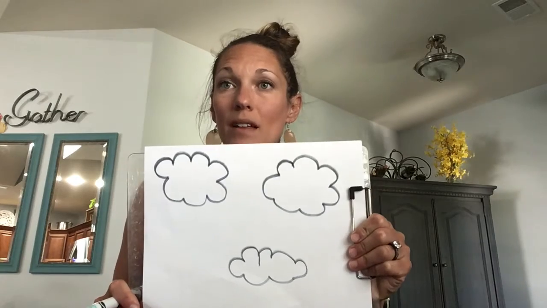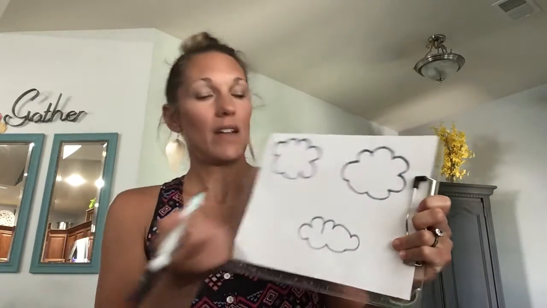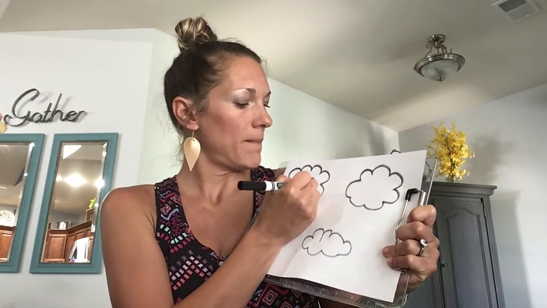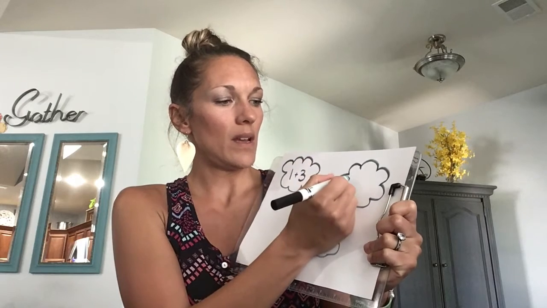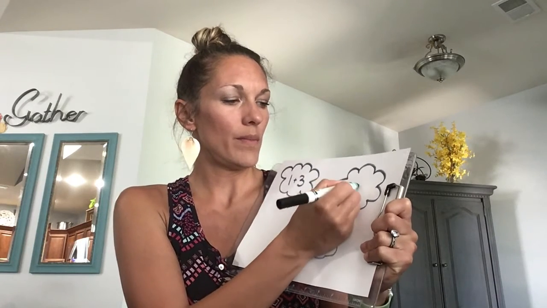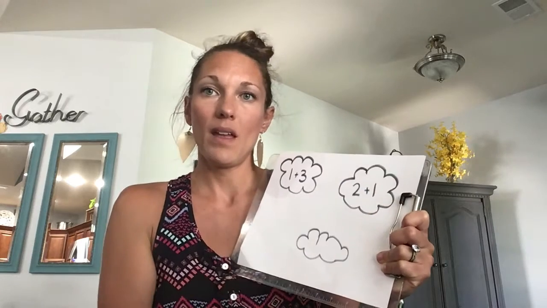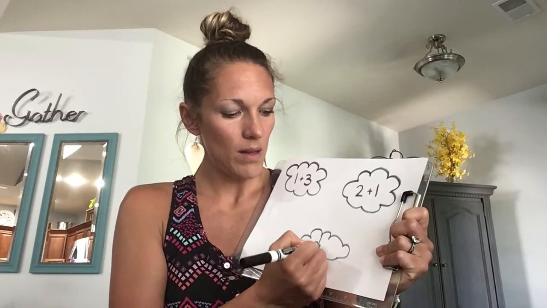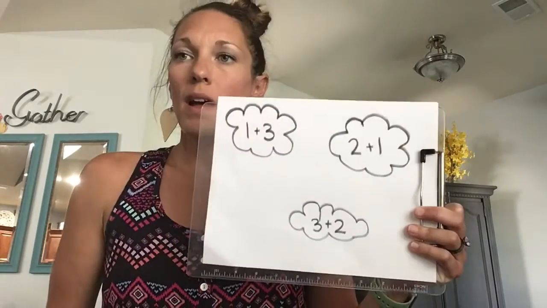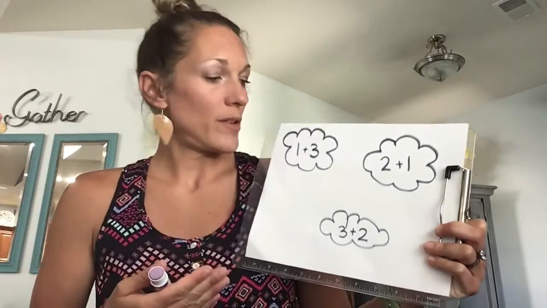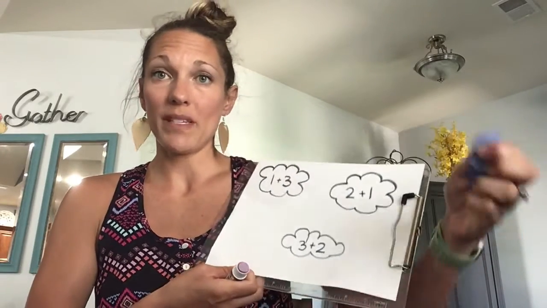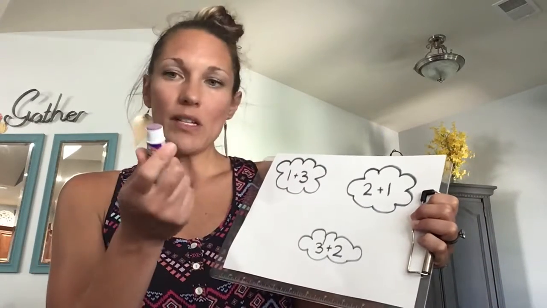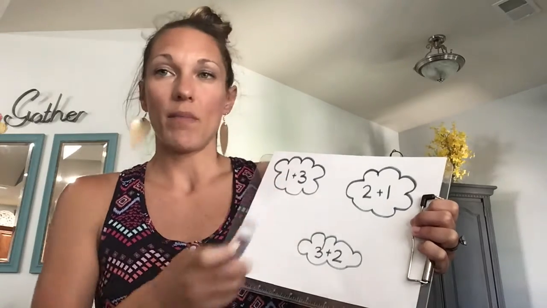All right, so we're going to put addition problems inside of our clouds, and we're going to figure out how many raindrops we have all together. So in my first cloud, I'm going to write 1 plus 3. In this one, I'm going to write 2 plus 1. And in the last cloud, I'm going to write 3 plus 2. All right, so now that I have my paper with all of my numbers on it and my clouds, I'm going to use my raindrops that I've made to count and see how many we have all together.